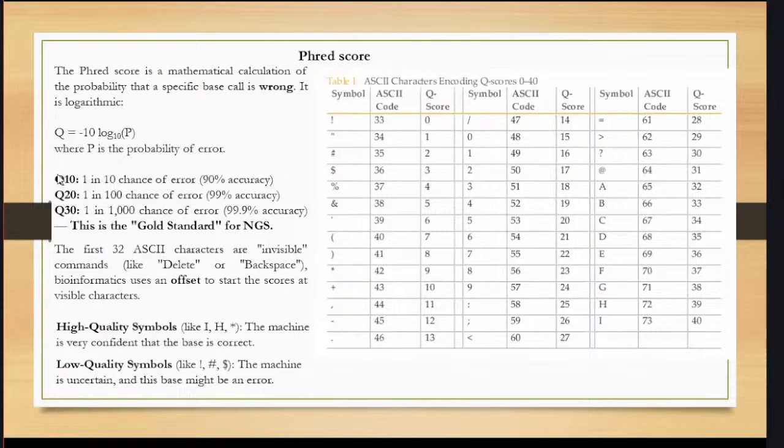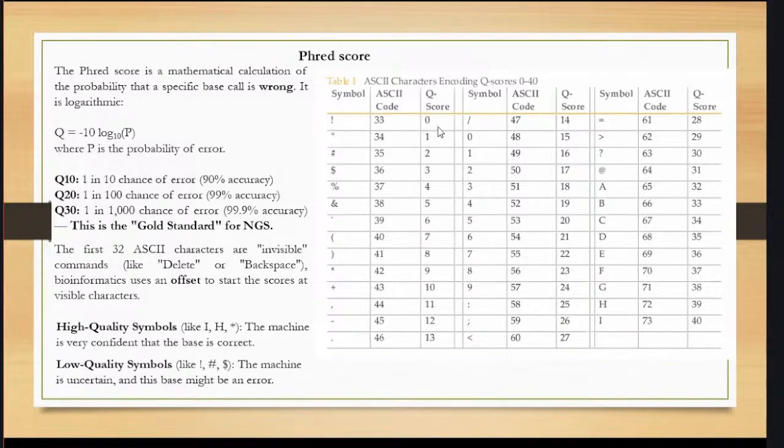So you have to understand what is the Q value for each and every nucleotide, which is called in the sequencing machine. Once the sequencing machine gets the Q score, it converts the Q score into an ASCII code, and each ASCII code corresponds to a particular symbol, right? So for a particular Q score, you have a particular symbol.